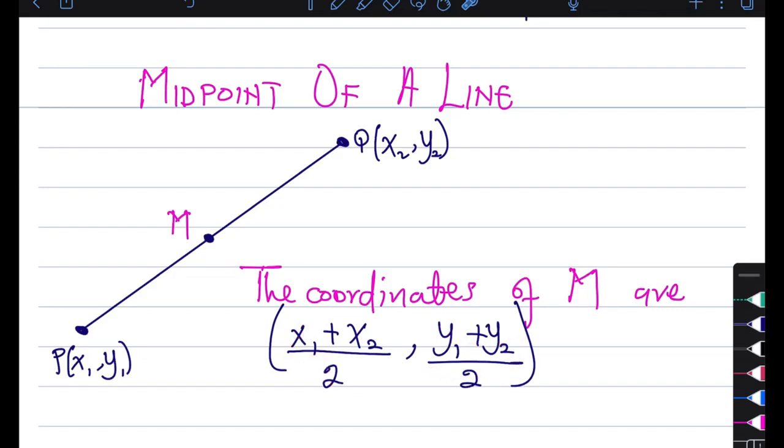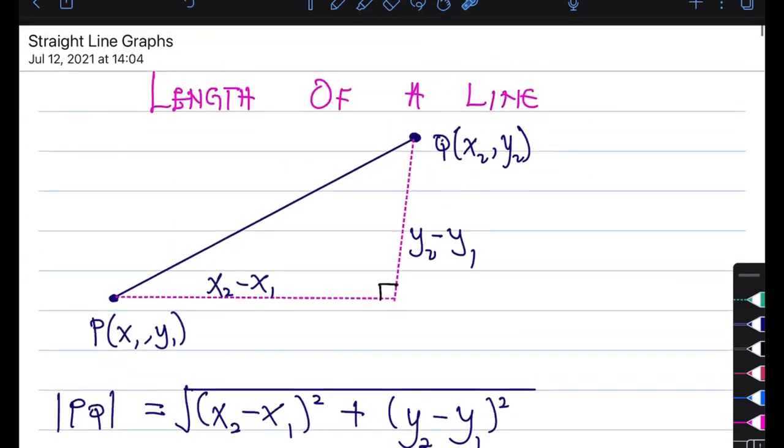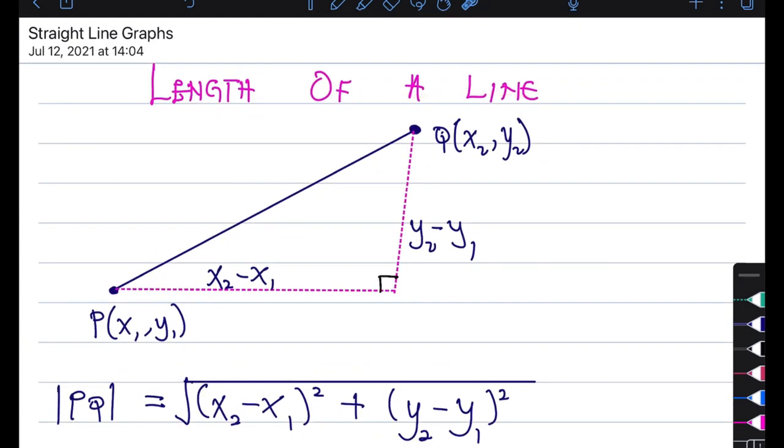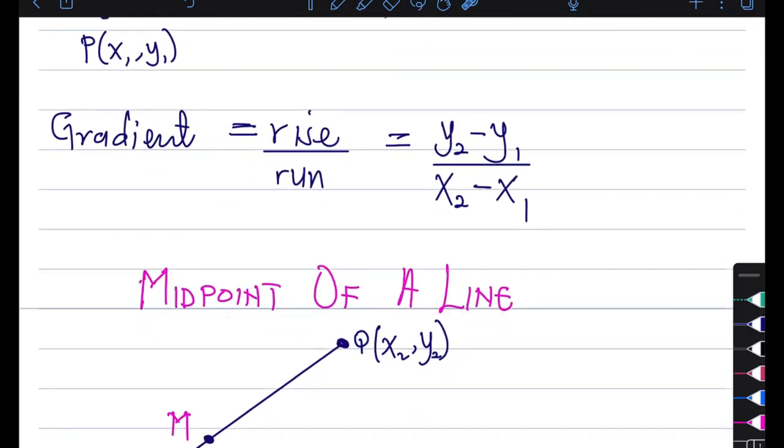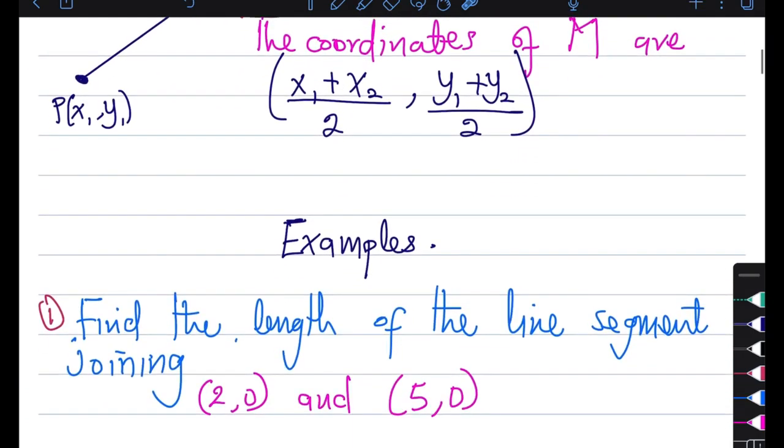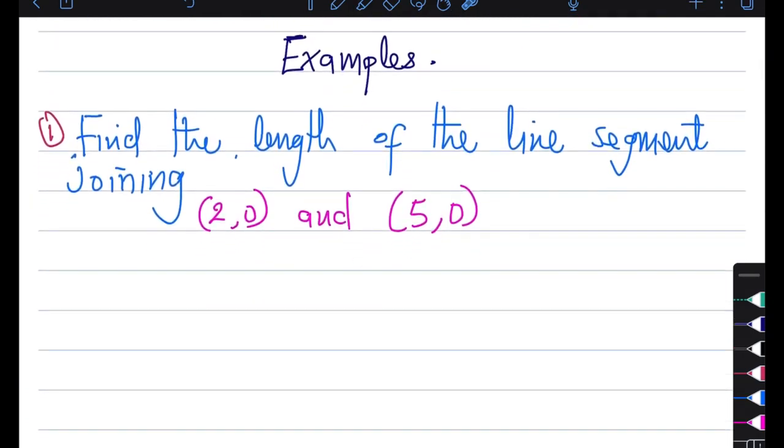So at this point, I want us to consider examples and see how we can apply these 3 things that we've come to see right now: the length of a line, the gradient of a line, and the midpoint of a line. Let's see how to apply these. So this is the first question that we have. The question says, find the length of the line segment joining these 2 points. The first thing we want to do is to call this x1, this y1, x2, y2.